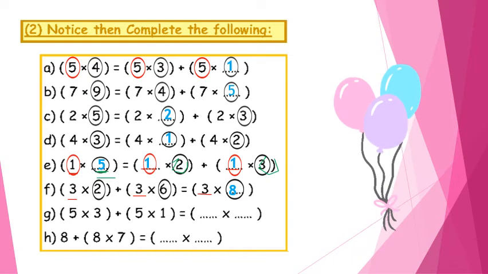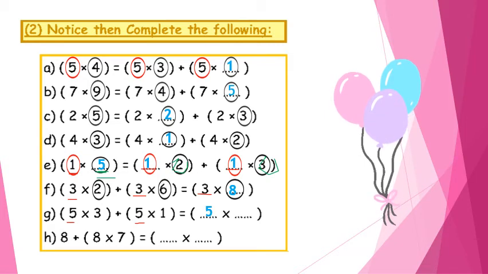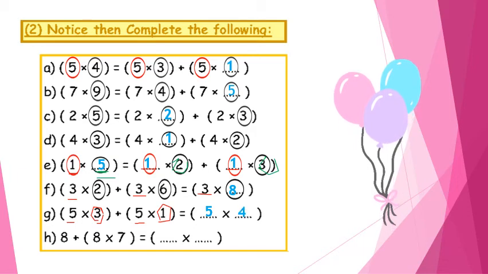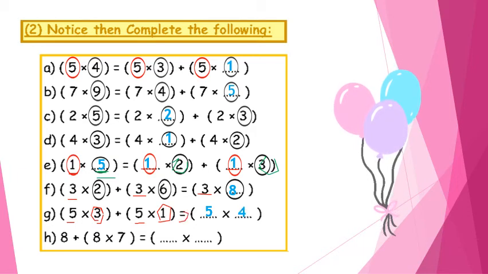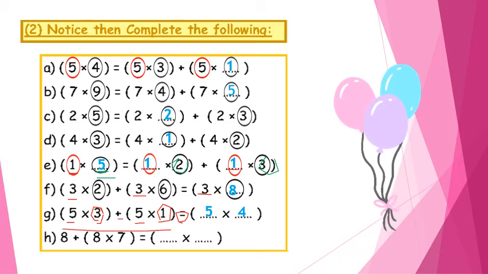And 5 multiply 3 plus 5 multiply 1. 5 is kept like it is, so I put here 5. And 3 and 1, I add them together to get this one. It will be 4. Don't forget, this is the equal sign and this is the plus sign. So this is a small array and this is a big one.